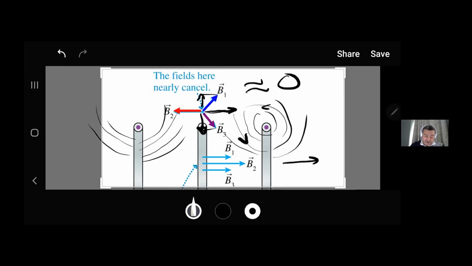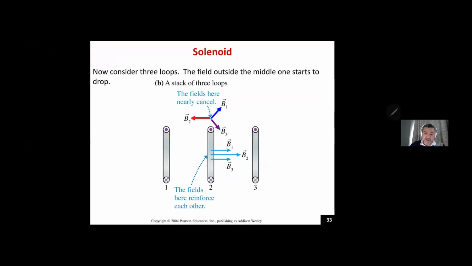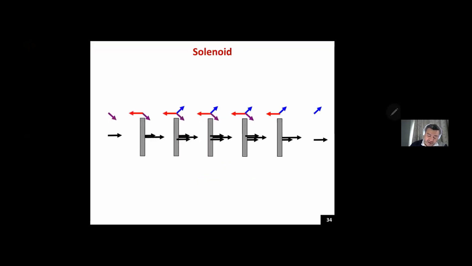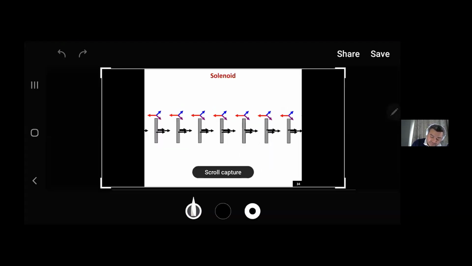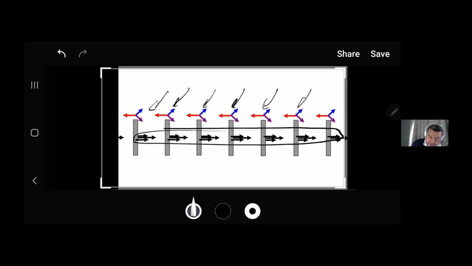That's why if I look at the solenoid, I see the magnetic field is being concentrated right in the center of the solenoid. However, it will be extremely weak right outside the solenoid. So here, as you can see, the magnetic field is very weak outside. However, the magnetic field is very well concentrated and strong right in the center of the solenoid.